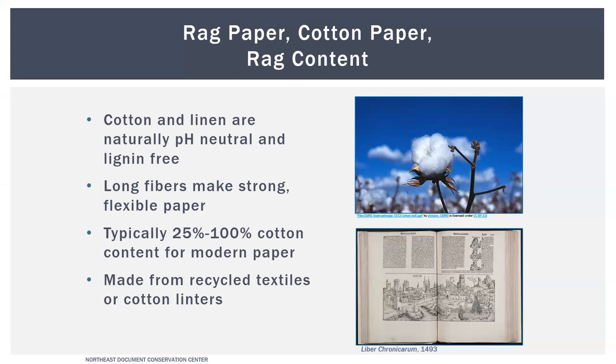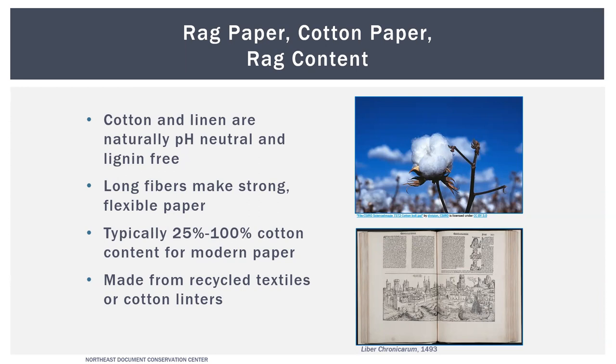Up until about the middle of the 19th century, paper was largely made from cotton and linen rags. This produced paper that was naturally pH neutral, lignin free, and stronger and more flexible than wood paper pulp. At the bottom of the screen is an image of the Nuremberg Chronicle printed in 1493. More than 500 years later, the paper is still finer than most of what is available today.